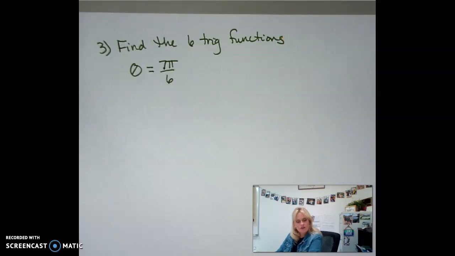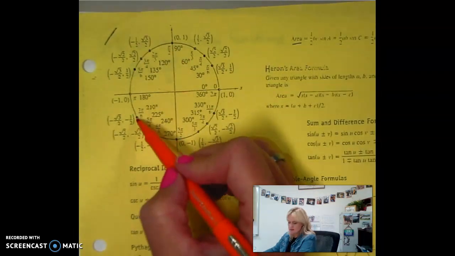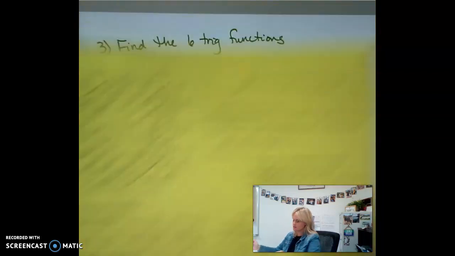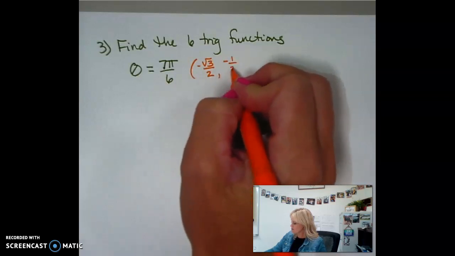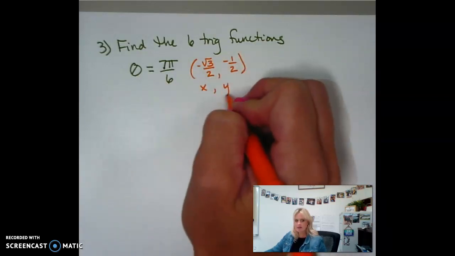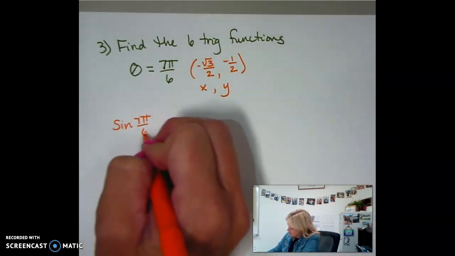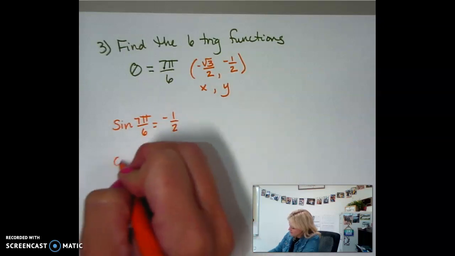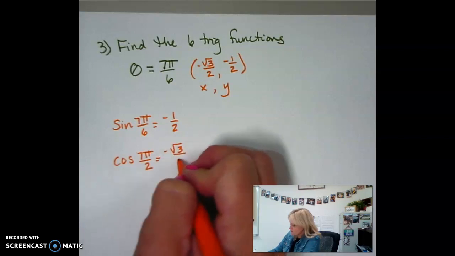All right, on your own, see how far you can get by finding the 6 trig functions of 7 pi over 6. The first step that I need to do is find 7 pi over 6 on my unit circle. It is the negative square root 3 over 2, negative 1/2. So this is my x and this is my y. Sine, we know, is the y value, so the sine is negative 1/2. Cosine is the x value, and that is negative square root 3 over 2.